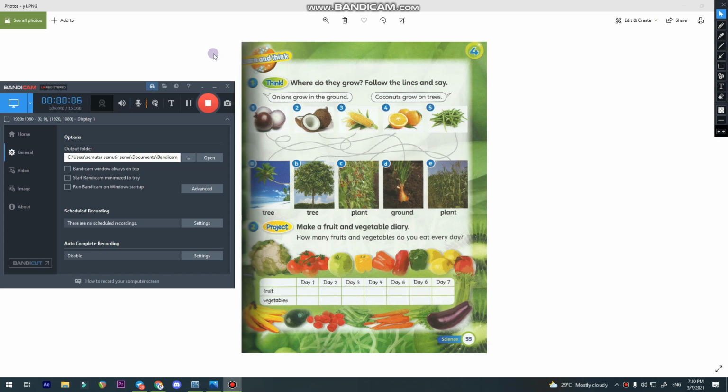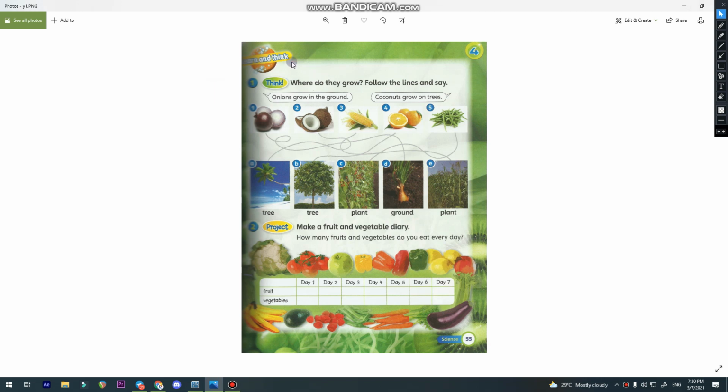Alright, so today we're going to do some writing. So please open your student book and go to page 55. Okay, so we look at number 1. Where do they grow? Follow the lines and say. Right? So let's look at the pictures.